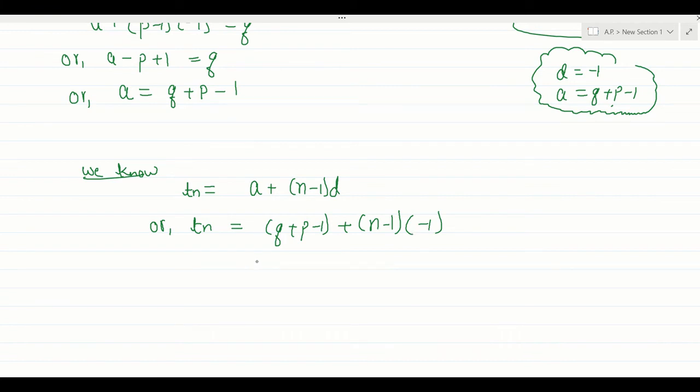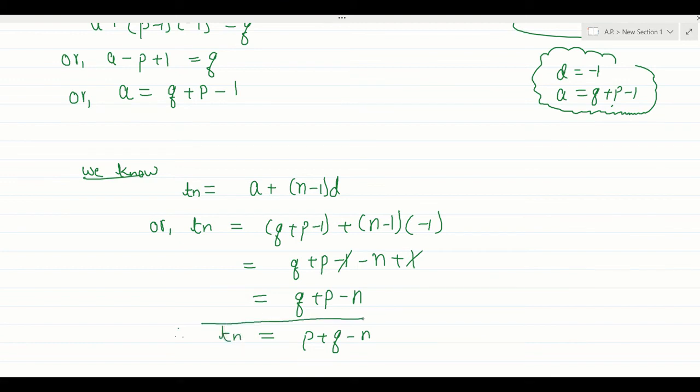Now let's simplify this one. It is Q plus P minus 1 minus N plus 1. This minus 1 plus 1 cancelled. Then we are left with Q plus P minus N. We can arrange it to get P plus Q minus N. So therefore Tn is given by P plus Q minus N. I hope this is clear. Okay, now let's go to next question.